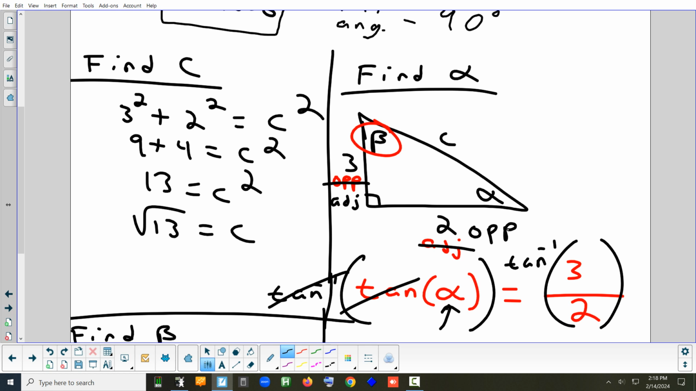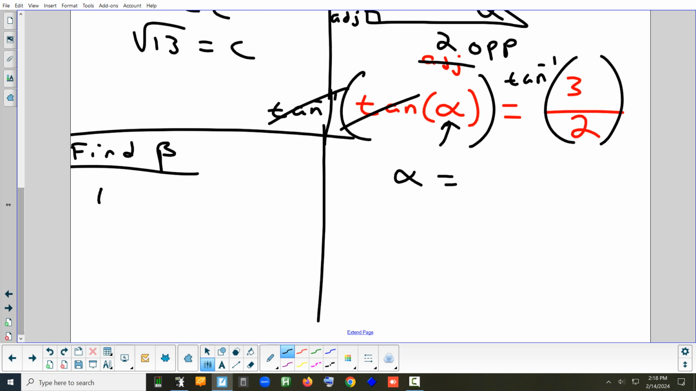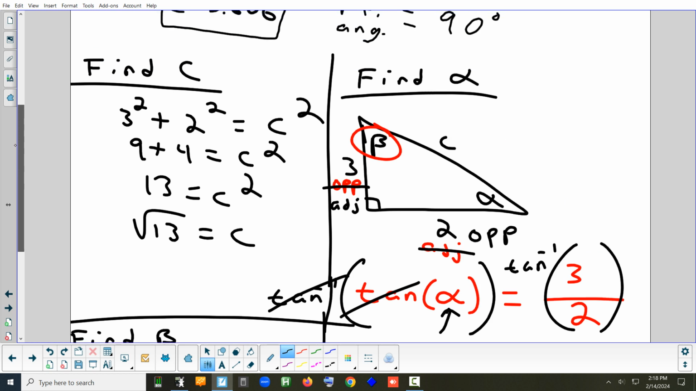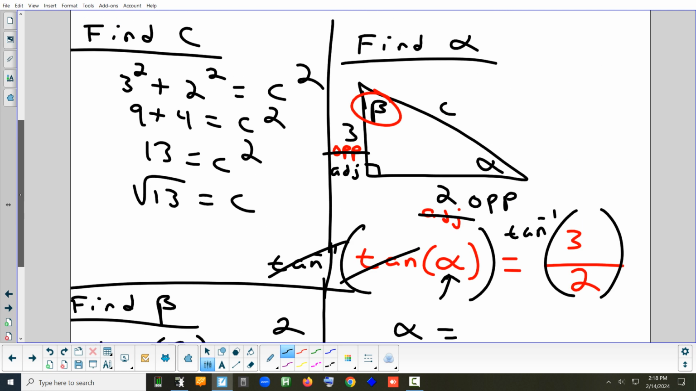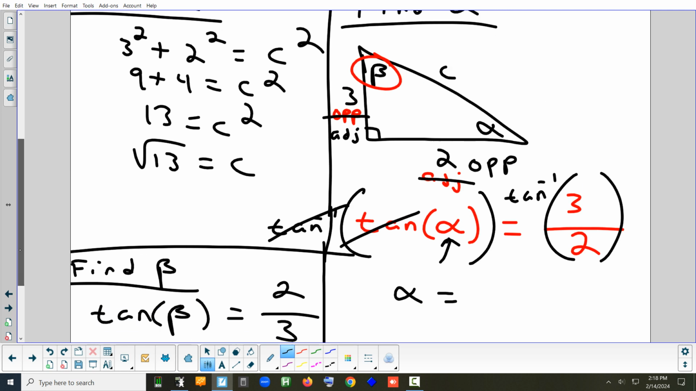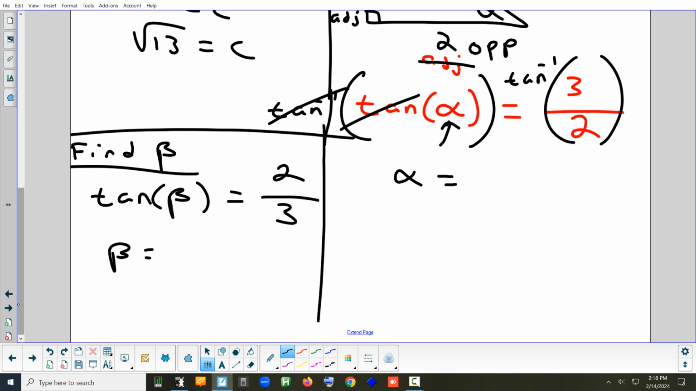But because it's still opposite and adjacent, what trig function is it? Tangent. What's the angle that I'm working with now? Beta. And what's going to be the fraction? 2 over 3. Opposite over adjacent. When you have the two sides, is it just going to be tangent the entire time? No, we could have had the hypotenuse, and then it would have been sines or cosines. We just didn't have the hypotenuse this time. Okay. So beta is the inverse tangent of 2/3.